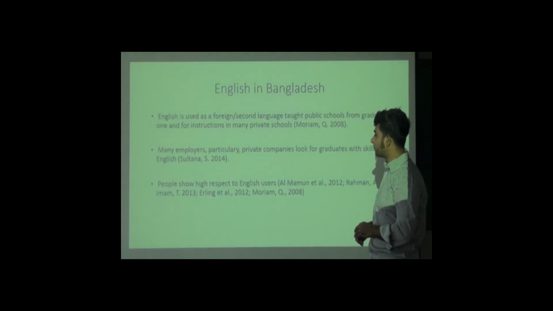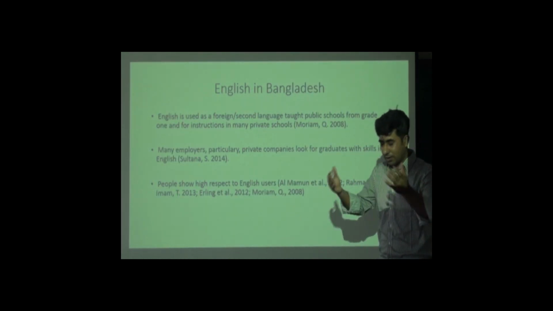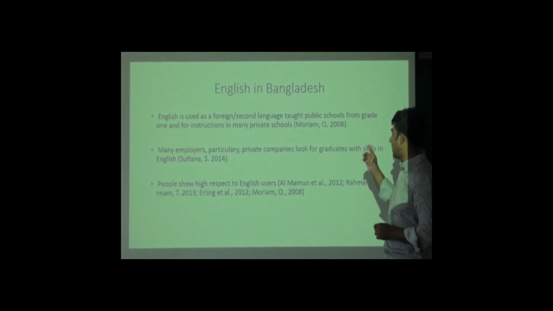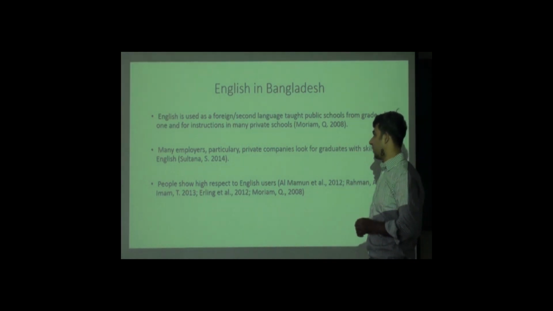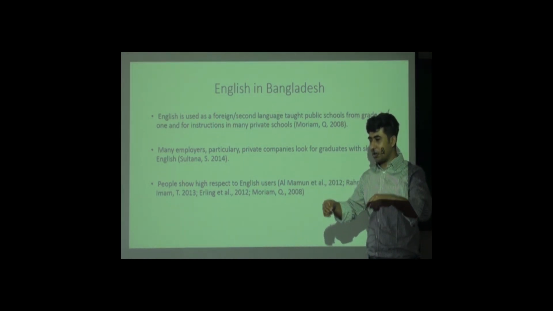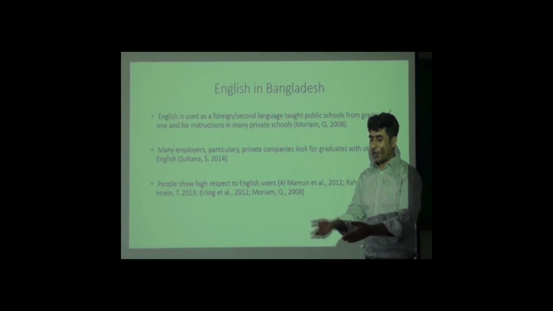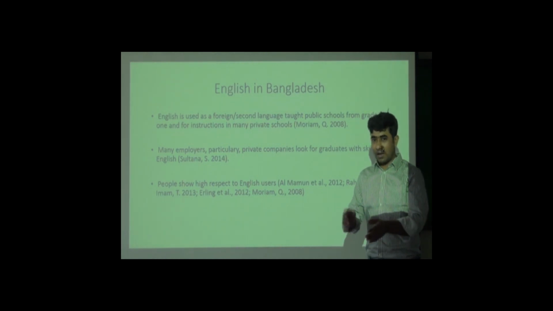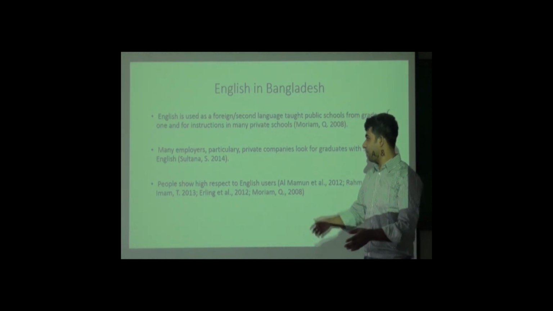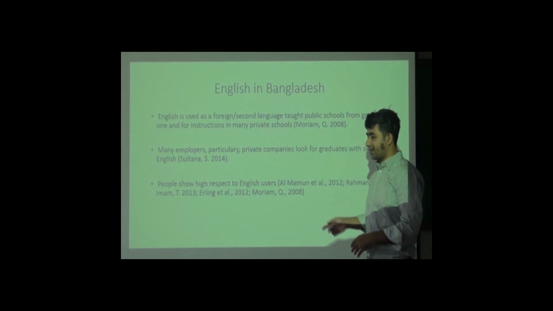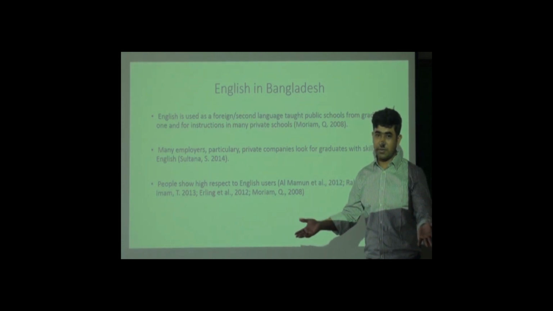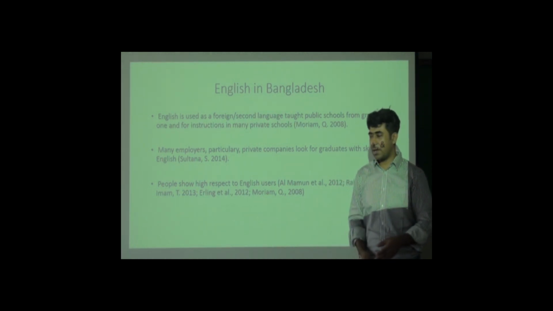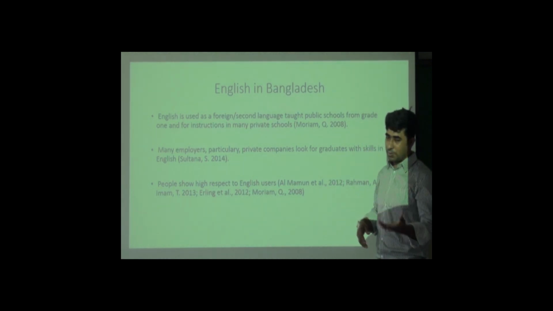English in Bangladesh: English is used as a foreign or second language, taught in public schools from grade 1 and used for instruction in many private schools. Every child, when they start their academic life in class 1, has 200 or 100 marks in English. At university, particularly private university, English is the environment for instruction, for reading books and sitting for exams, even for passing the entrance exam in public universities as well.